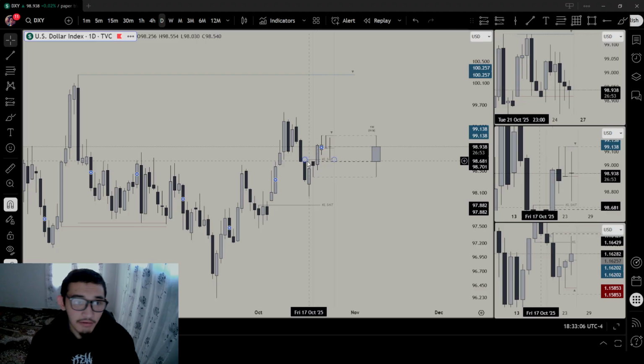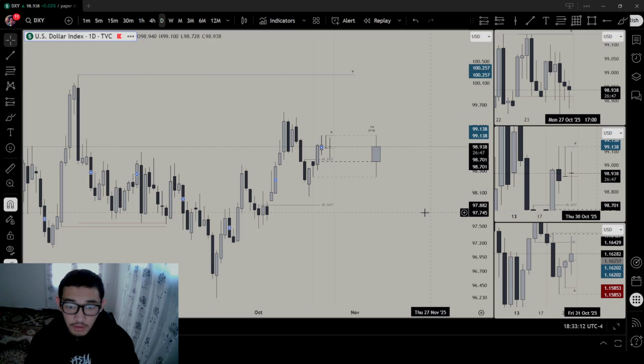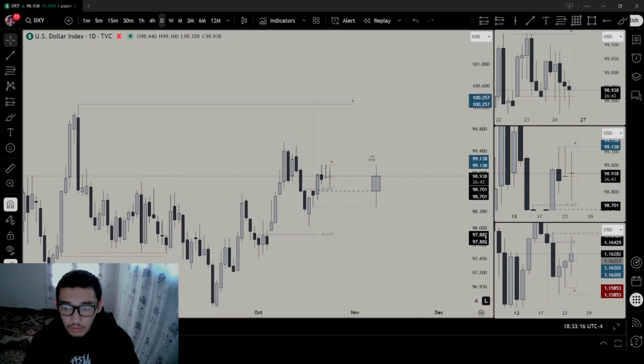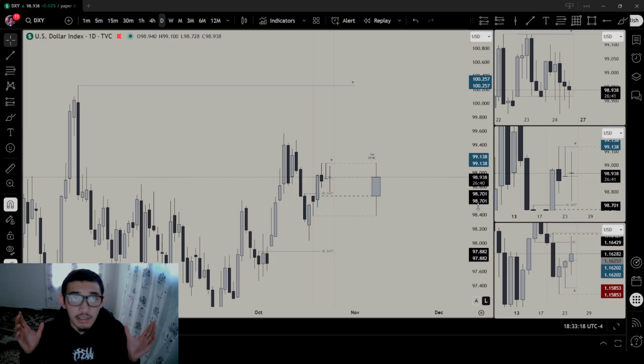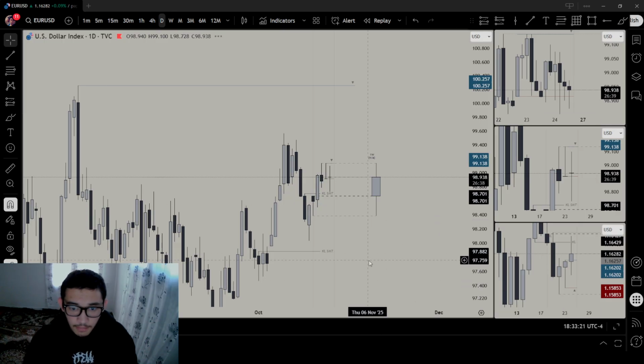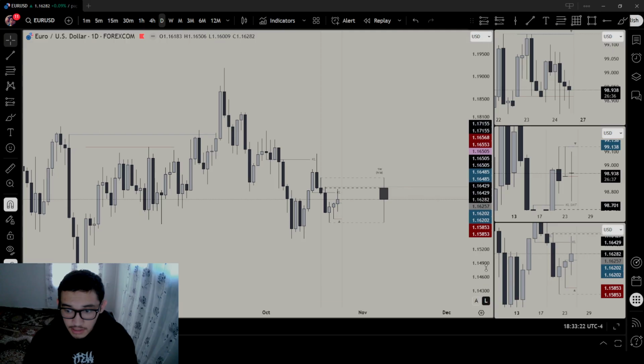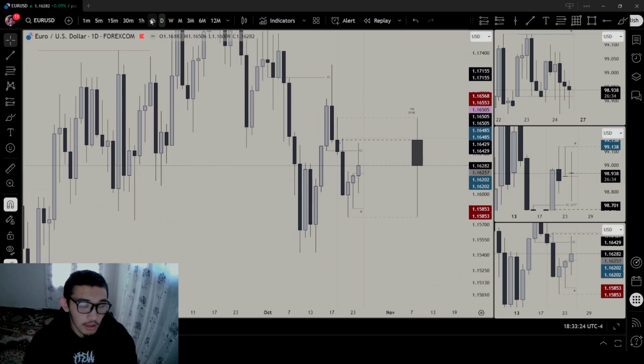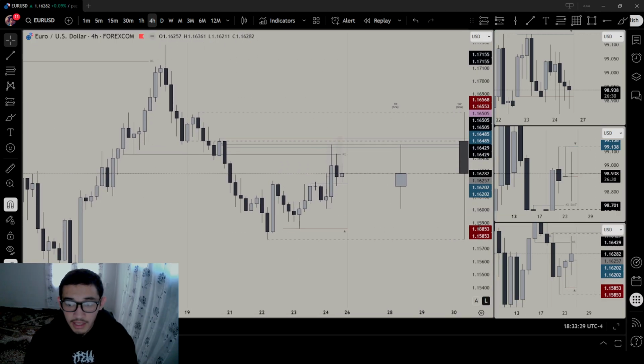Because by the time it got filled the first time, the order block never got confirmed on the dollar. The dollar is much more important than the euro because it's a world currency. That's why we always prioritize DXY over EU.